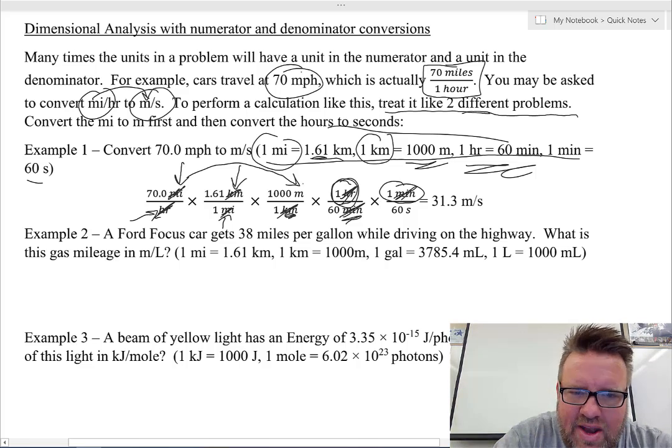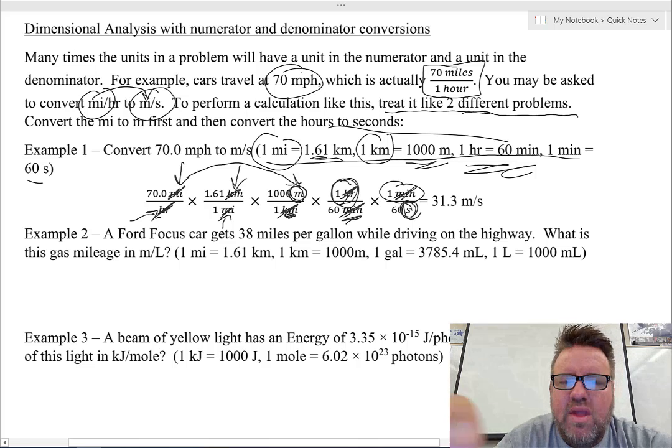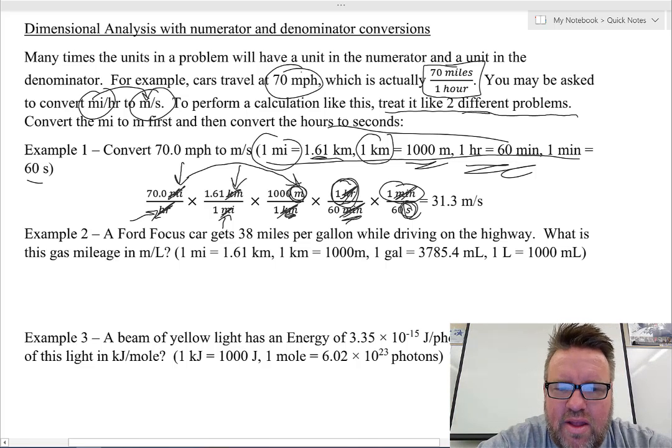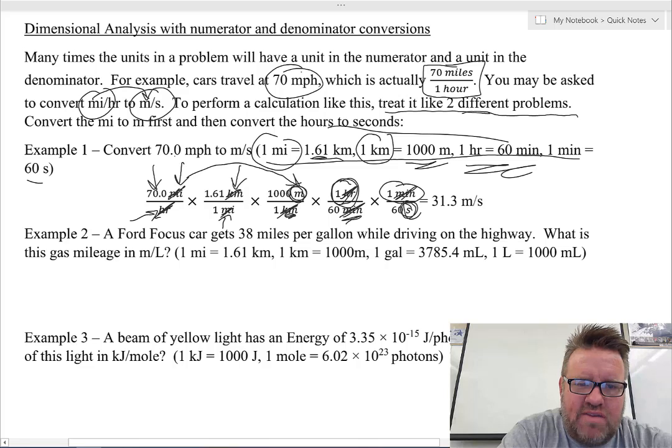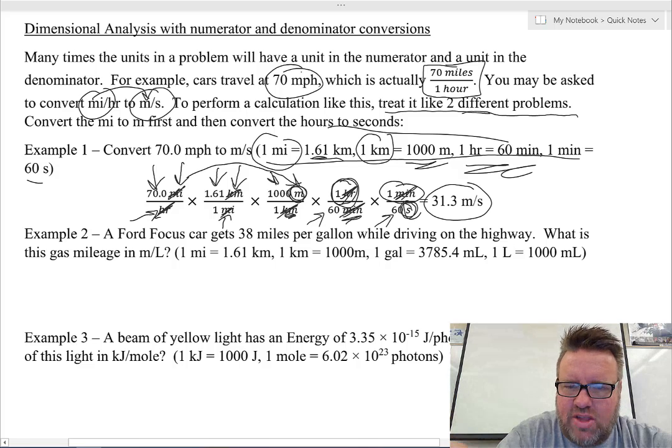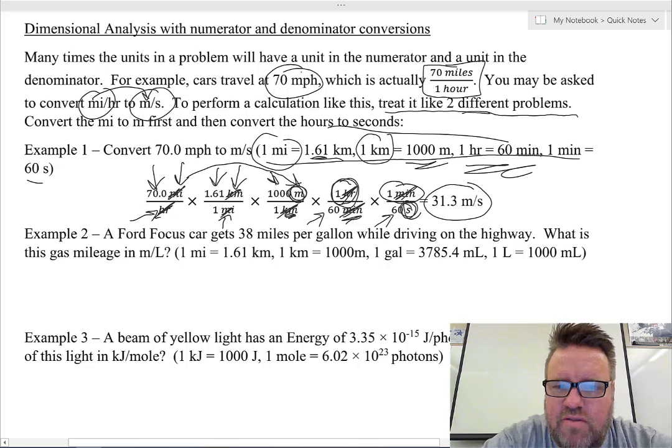And notice again that now everything is canceled except for meters on the top and seconds on the bottom. And I know that I have it set up correctly because everything cancels. Okay, and so now we can see we're going to take the number 70, we're going to multiply by 1.61, we're going to multiply by 1,000, we're going to divide by 60, and then we're going to divide by 60 again. Check that on your calculator. You should get an answer of 31.3 meters per second.